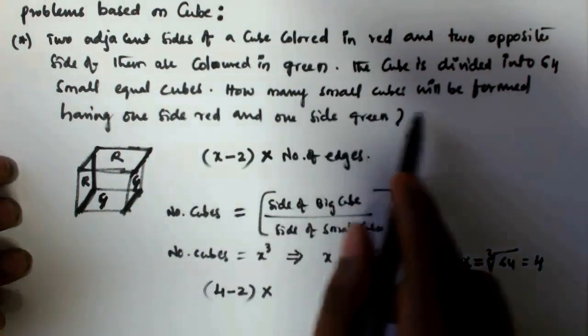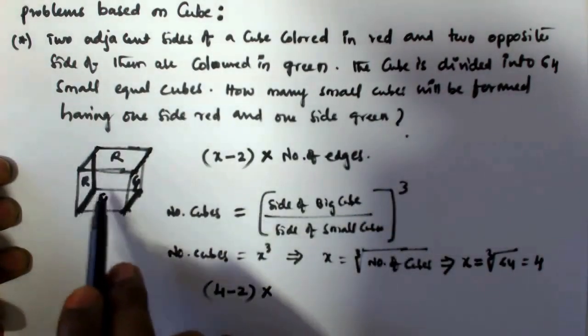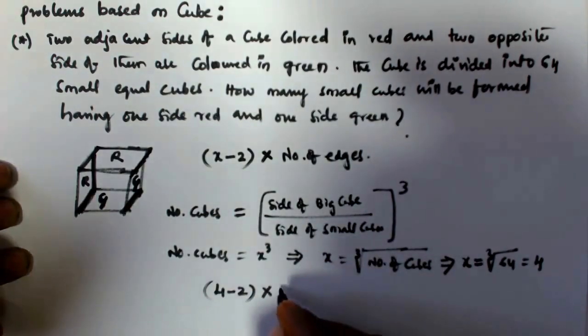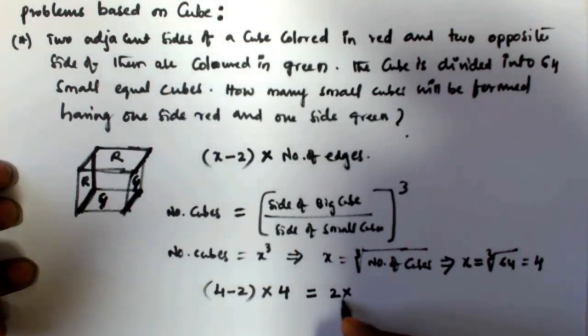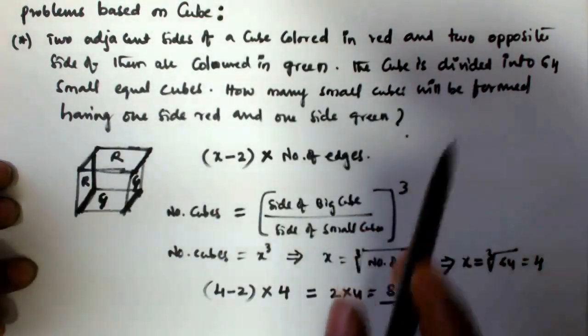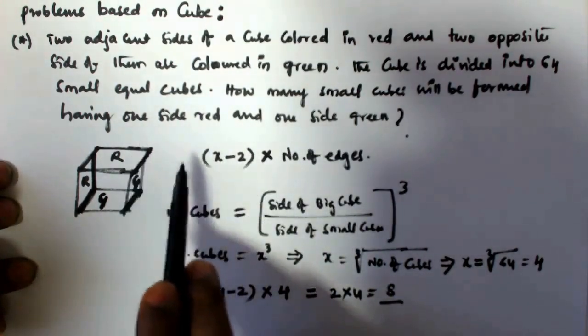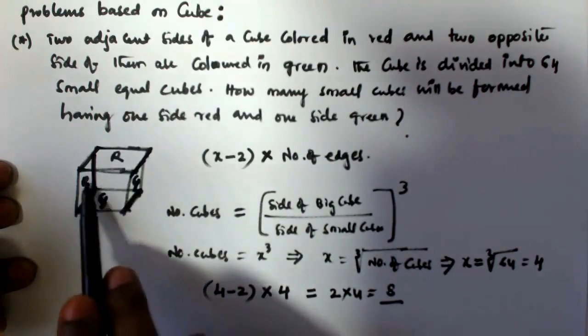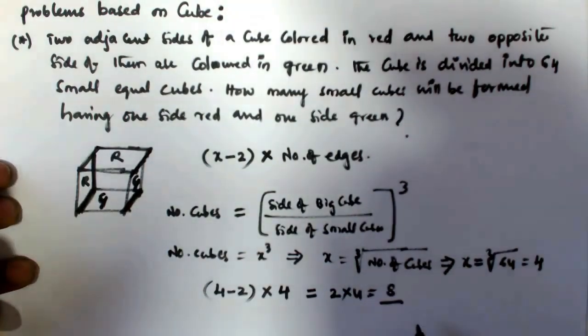But here we have to find how many small cubes are formed having one side red and one side green. Red and green are combined by 4 edges, so that's why we are taking 4 instead of 12 edges. So that is going to be 4 minus 2 into 2 into 4, that is 8. So that means out of these small cubes, 8 cubes are going to be in red and green color. I hope you got this one.